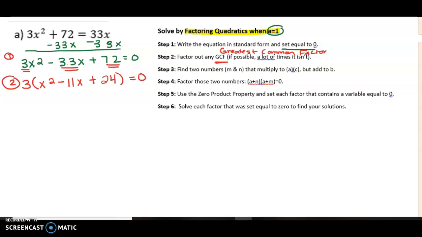Okay, now I'm just concerned with this quadratic equation here. Okay, I don't care about this 3 up to this point. All right, so that's step 2.